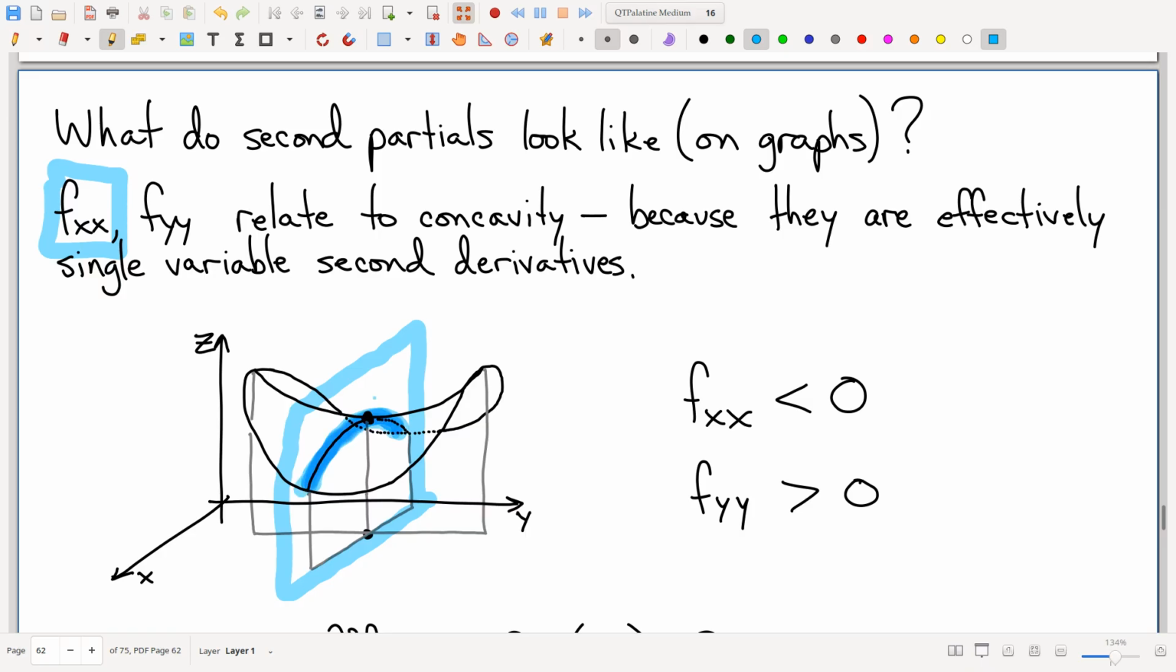And fxx says, okay, this, what you might call a partial function, the single variable function you get when x is the only variable that you're entertaining as a variable, you just take its derivative twice. And we already know what that looks like. We already know that when you take a derivative twice, concave down corresponds to that second derivative being negative. Is that cool? Everybody happy with that?